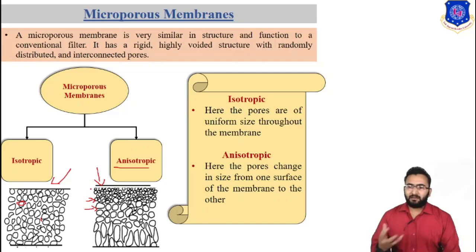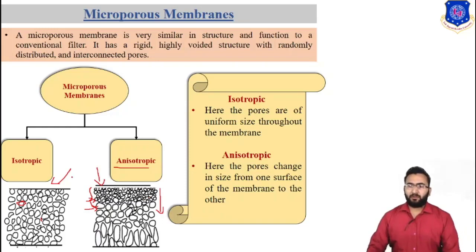Here we can see that the pores of the membrane are very small at the top. As you go to the downside, the pores of the membrane increase. So this is one anisotropic membrane. So microporous membrane is classified as isotropic membrane and anisotropic membrane. In isotropic membrane, pores of the membrane are uniform throughout the membrane, whereas in anisotropic membrane, pores change in size from one surface of the membrane to the other. So this is all about the microporous membrane.